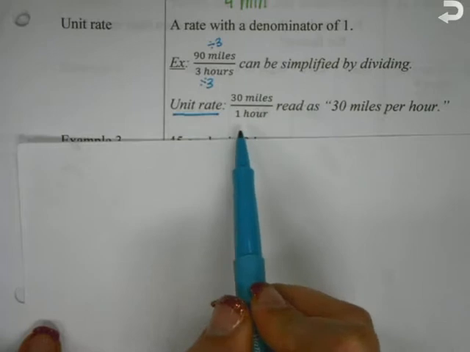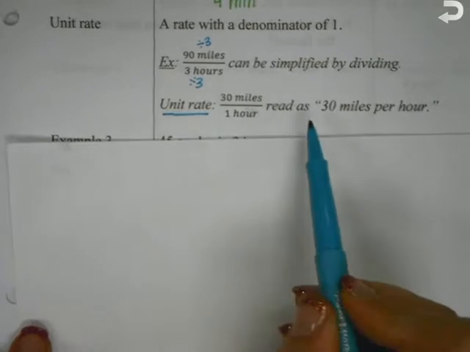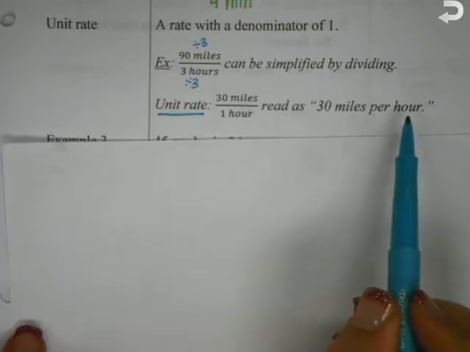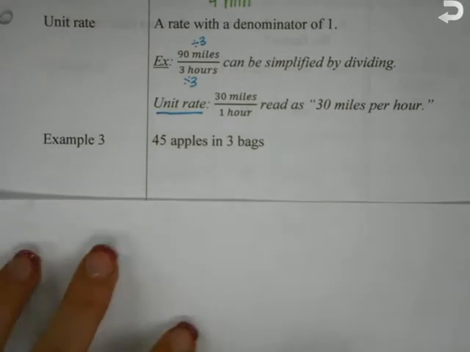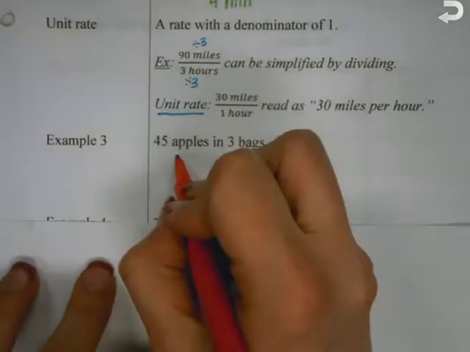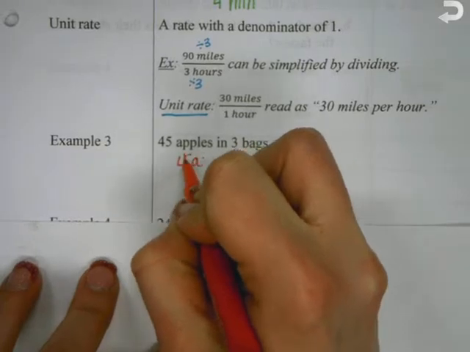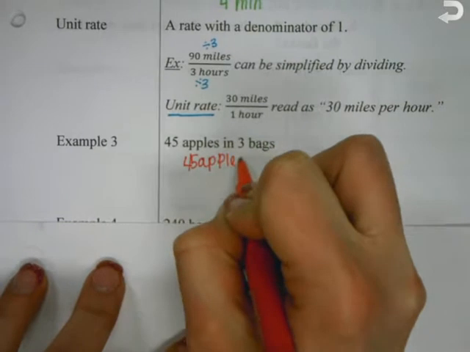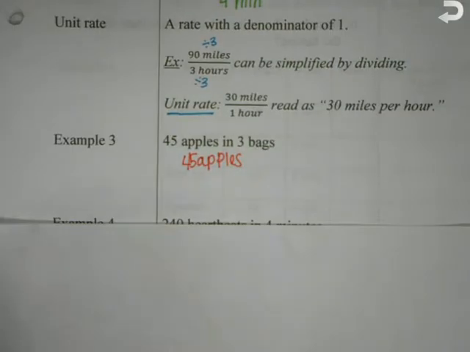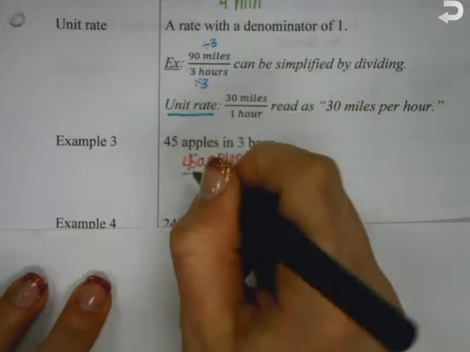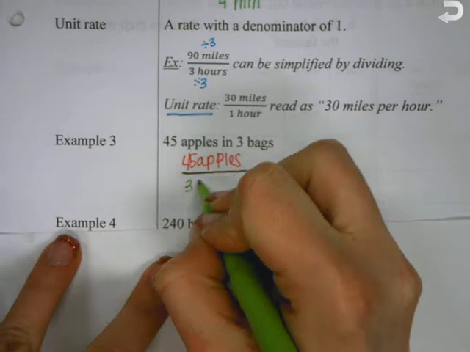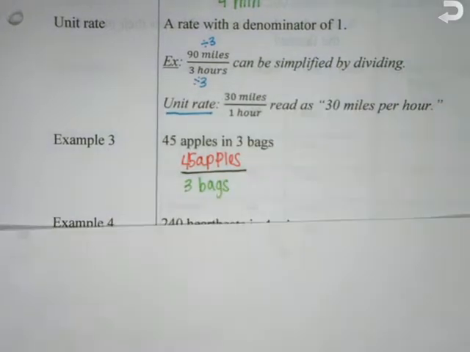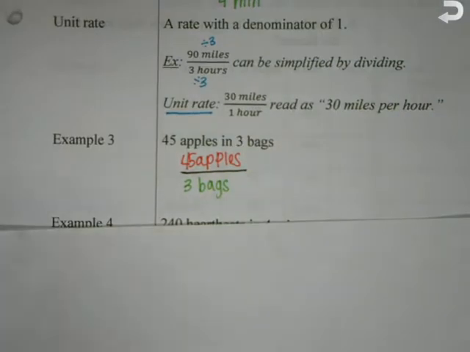So example 3, we're going back to our 45 apples in 3 bags. So the first thing I'm going to do is rewrite this. 45 apples over 3 bags. Okay, how can I write this as a unit rate? I need to divide by what? What's going to make my denominator 1? Divide by 3. So please make sure that you write that you're dividing by 3. You can just write divide 3.